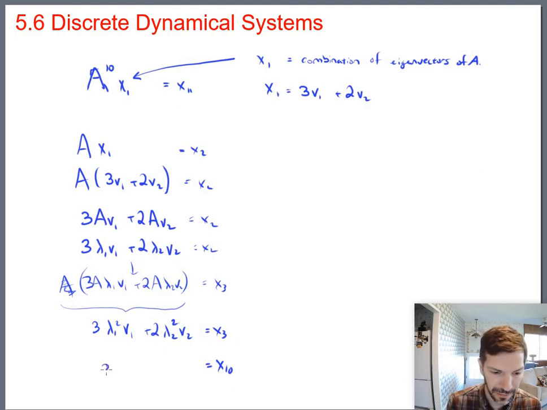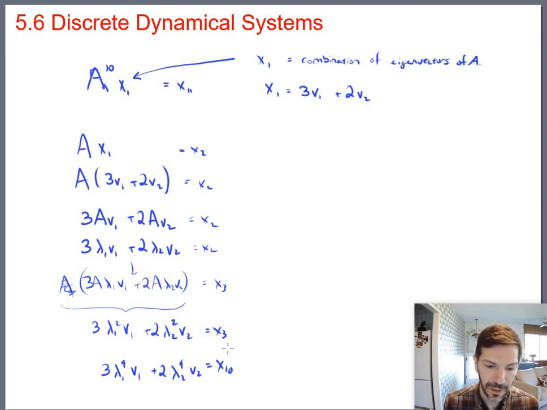And in general, if I want x to the 10th, so notice the index is 1 greater than the power, this would be 3 first eigenvalue to the 9th, v1, plus 2 second eigenvalue to the 9th, v2. And this is very easy to change to the 1000th iteration or the 10,000th, or really, as we know from calculus, to look at the limit as the index goes to infinity and see what happens over the long run.